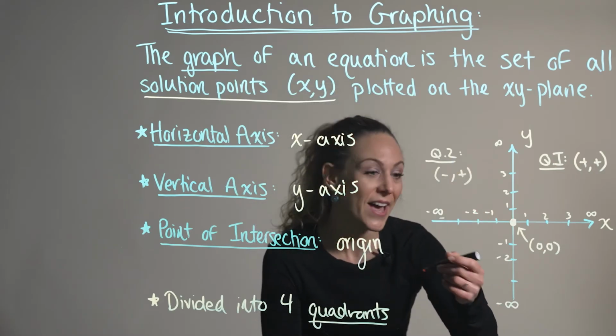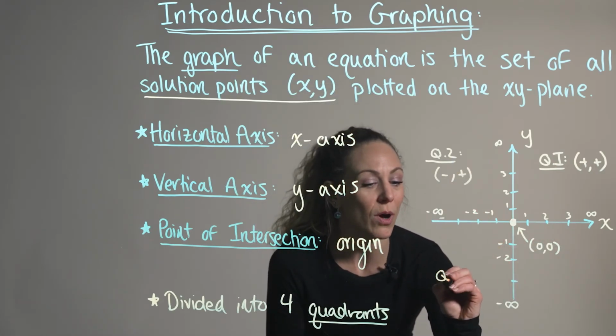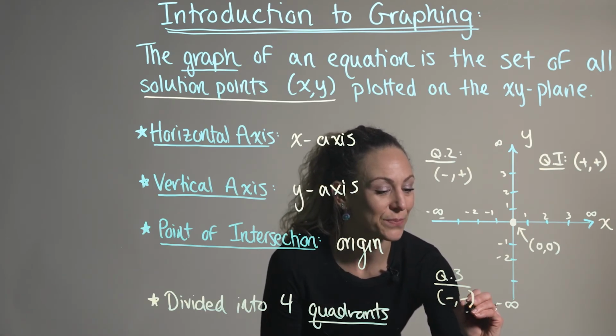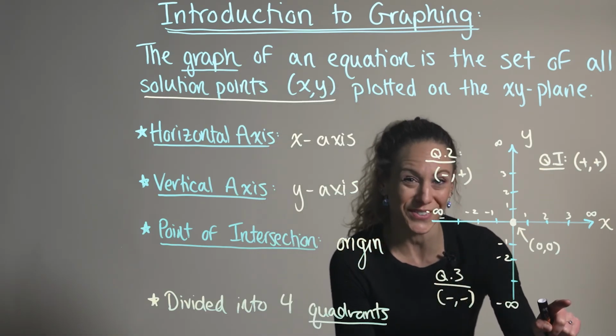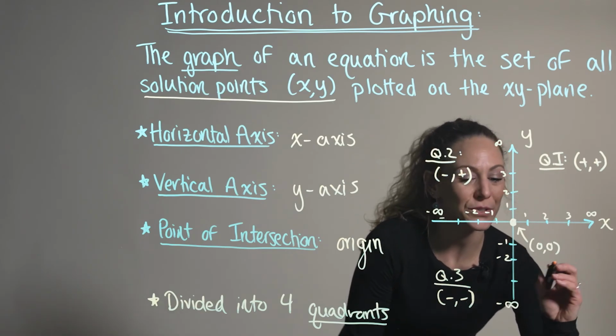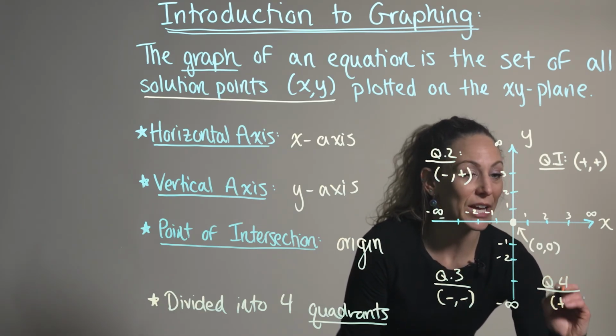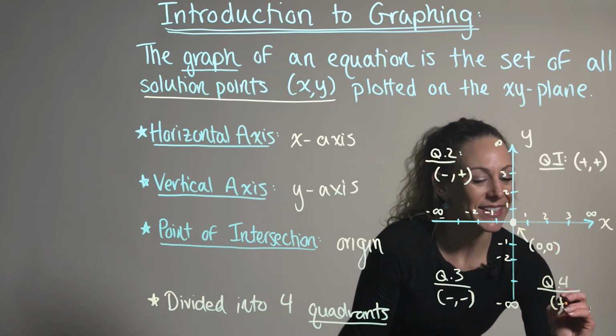Moving below the x-axis, we move into quadrant 3, where both x and y are negative. And last but certainly not least, moving over to the right-hand side, we have quadrant 4, where x is now again positive and y is negative.